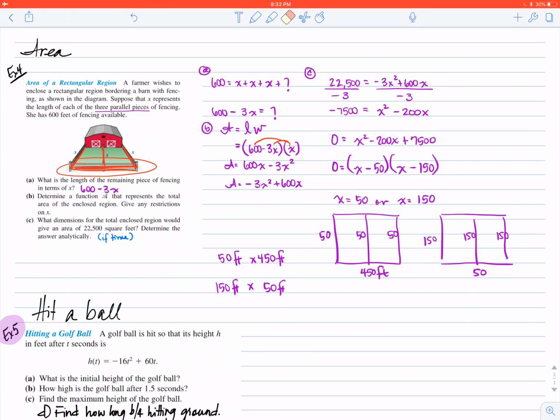Honestly, either answer is good, but I think that the 150 by 50 probably is the more realistic answer, simply because I'm not sure that a barn is going to be 450 feet wide. But I could be wrong on that. I haven't measured too many barns.